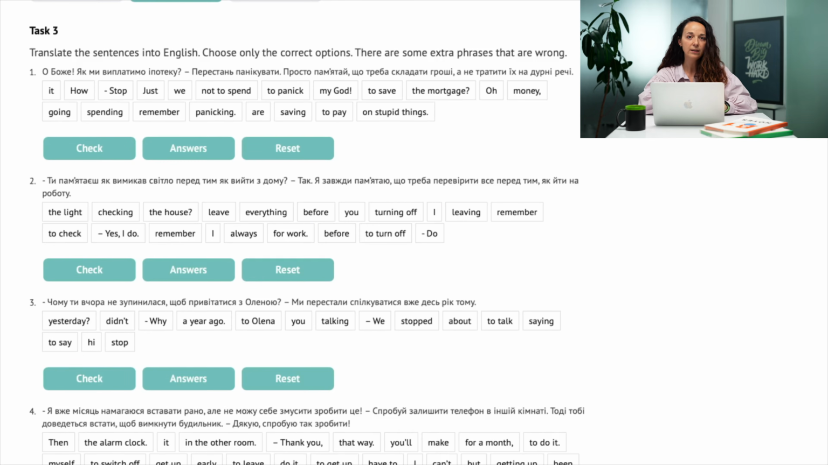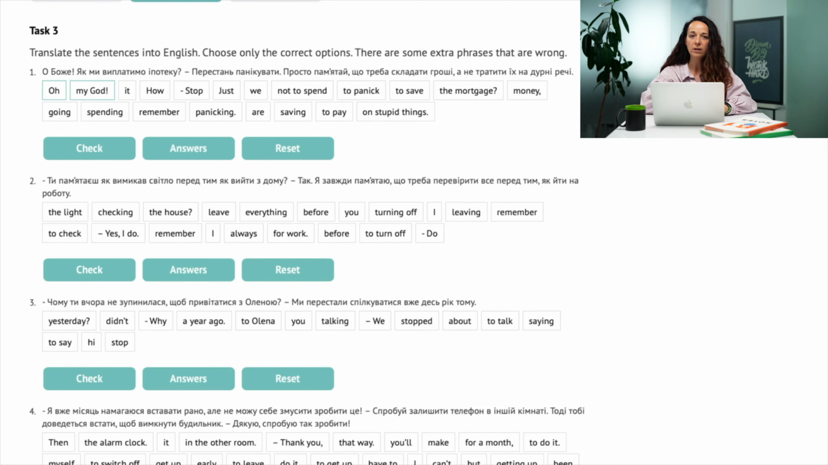Task 3 is basically 2 in 1, translate and unscramble. We've got 4 short conversations in Ukrainian. Your task is to translate them into English and unscramble this translation from the phrases you see below. You can click on the phrases and drag them around once you've clicked on them.